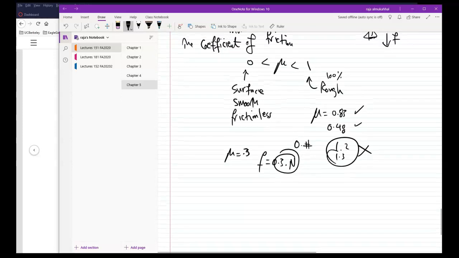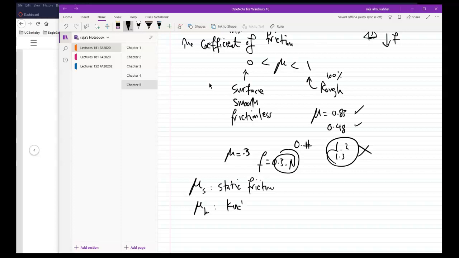All right, and for the coefficient of friction, there are 2 types. There is mu sub s and mu sub k. The s here is called static friction, and the k here is kinetic friction. Kinetic coefficient of friction. Okay? So mu sub s is the static coefficient of friction. Mu sub k is the kinetic coefficient of friction.